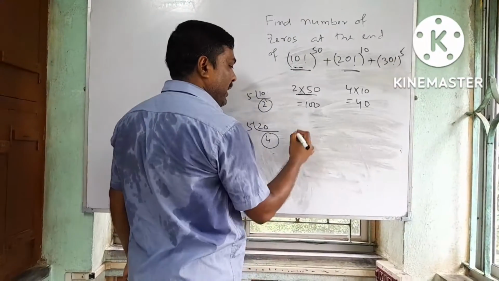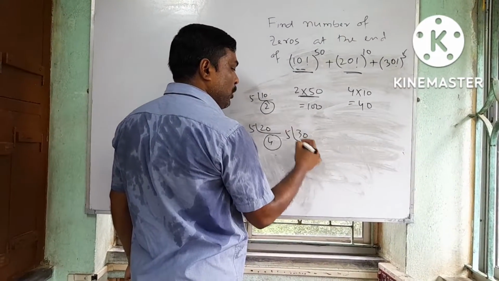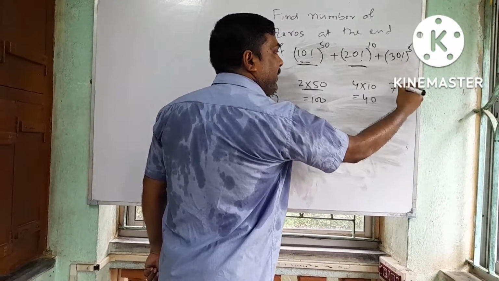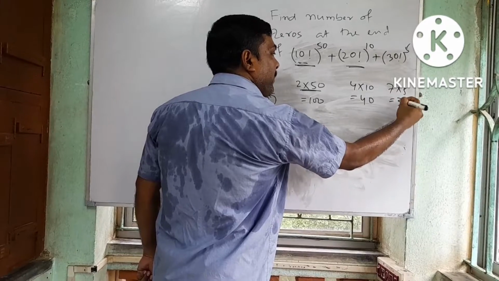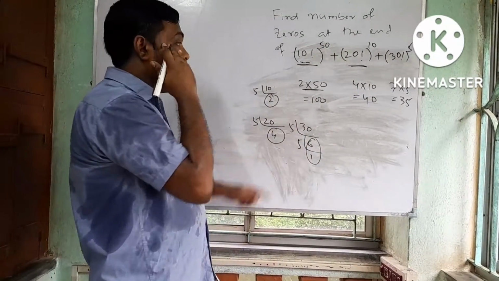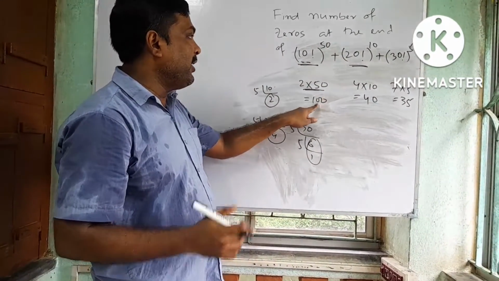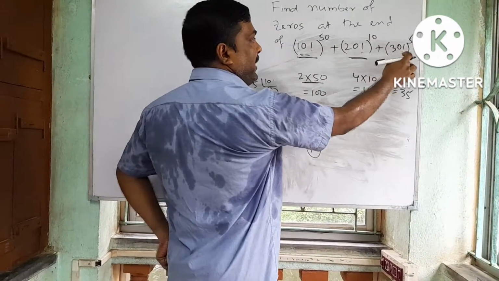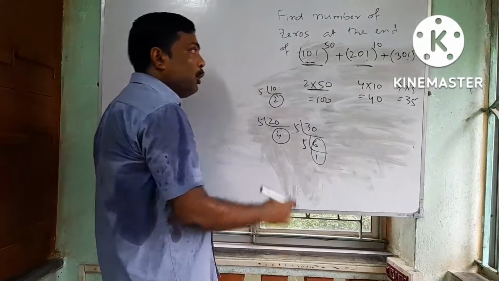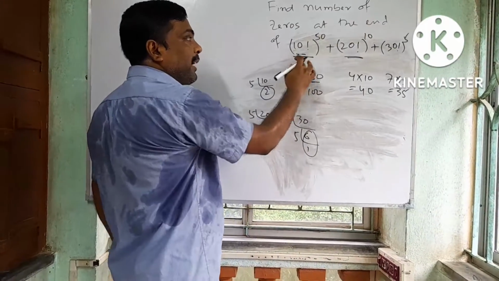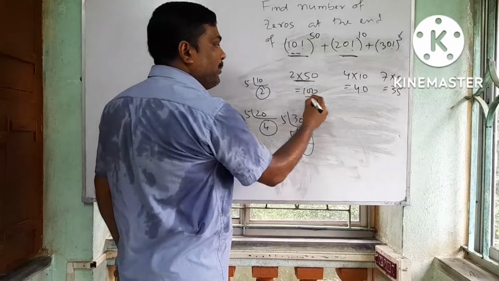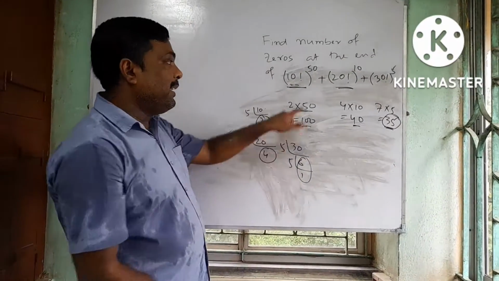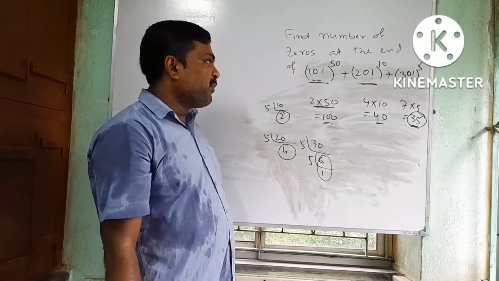In 30 factorial we have 7 zeros, so the number of zeros is 7 into 5, 35. So in 10 factorial to the power 50 we have 100 zeros, in 20 factorial to the power 10 we have 40 zeros, and in 30 factorial to the power 5 we have 35 zeros. The number of zeros at the end of this sum is the minimum of these three, which is 35. So the answer is 35.